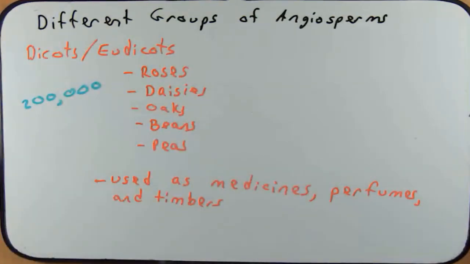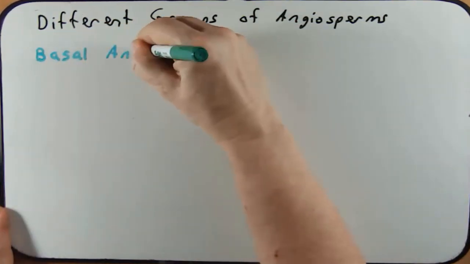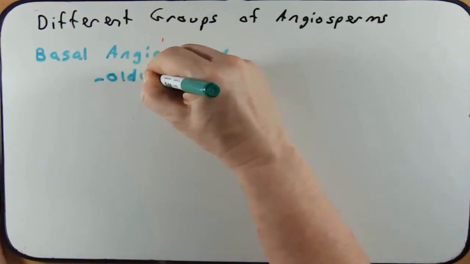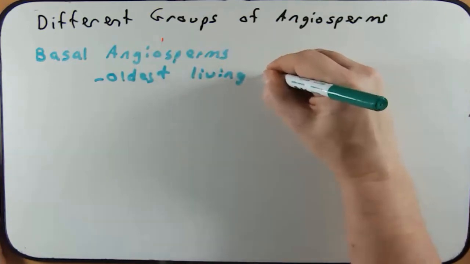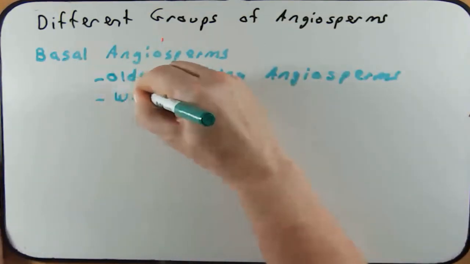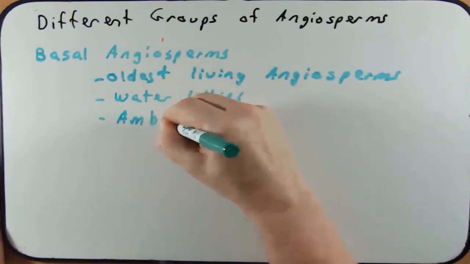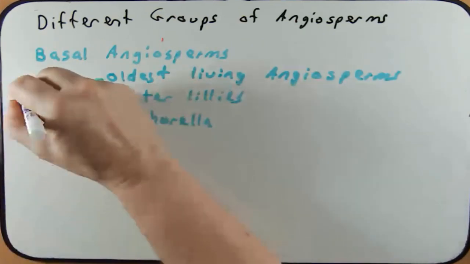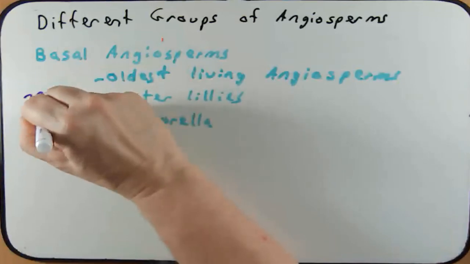Okay, let's talk about two other groups that have fewer species. The basal angiosperms. These are the oldest living lineages of angiosperms. They include water lilies and amborella. There are only about 200 species of the basal angiosperms.